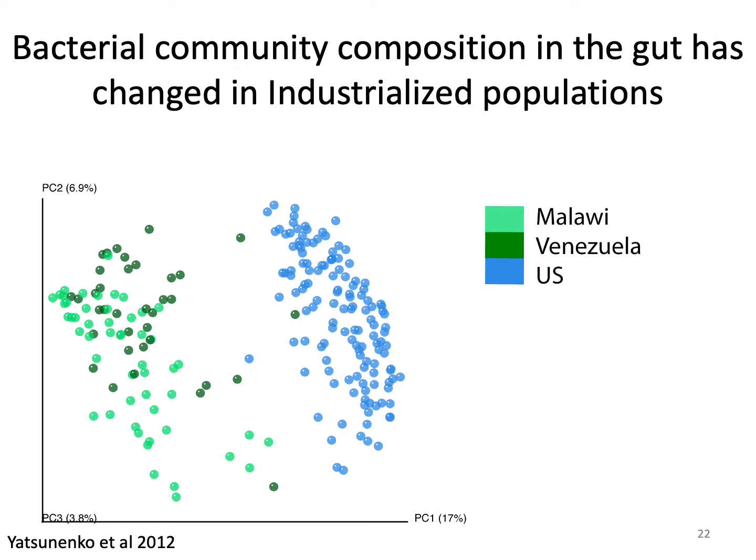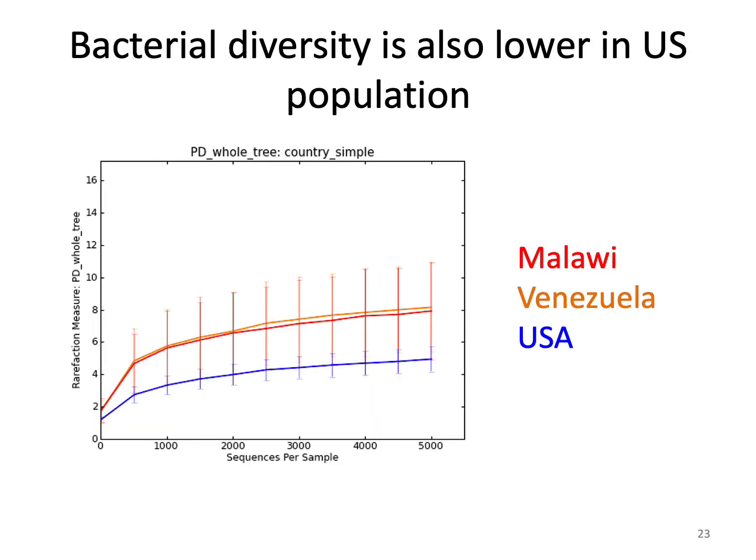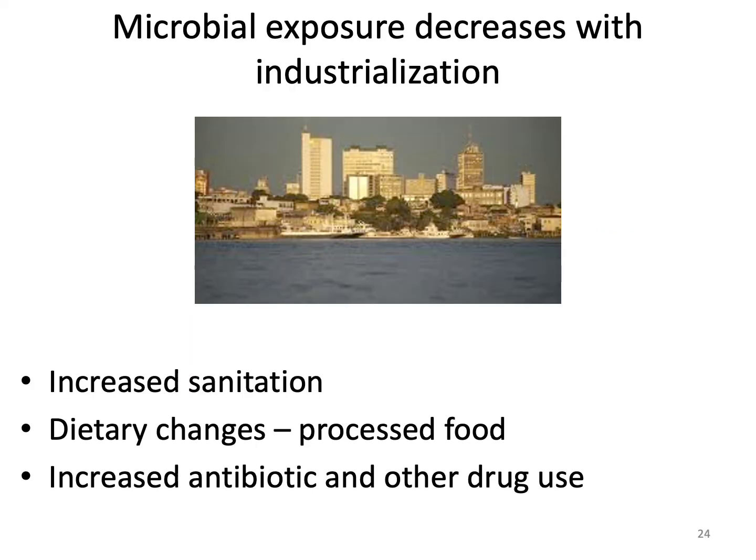So we can use this as a snapshot of how similar or how different the bacterial communities are. And we can see that Malawi and Venezuela have much more similar communities than either do to the US. And bacterial diversity is also lower in US populations compared to Malawi and Venezuela. And these patterns of reduced diversity are seen repeatedly in industrialized populations compared to non-industrialized populations.